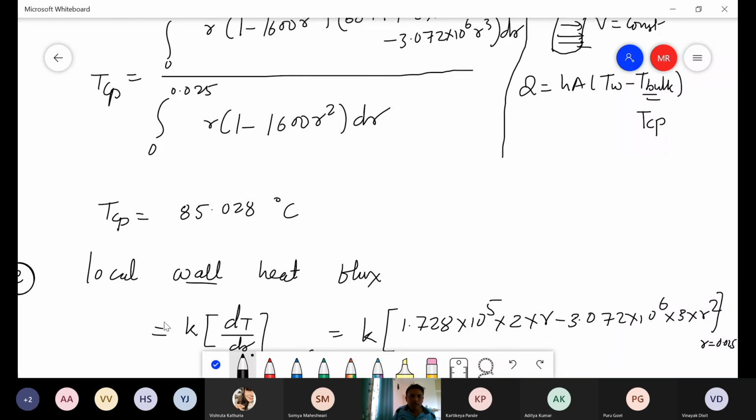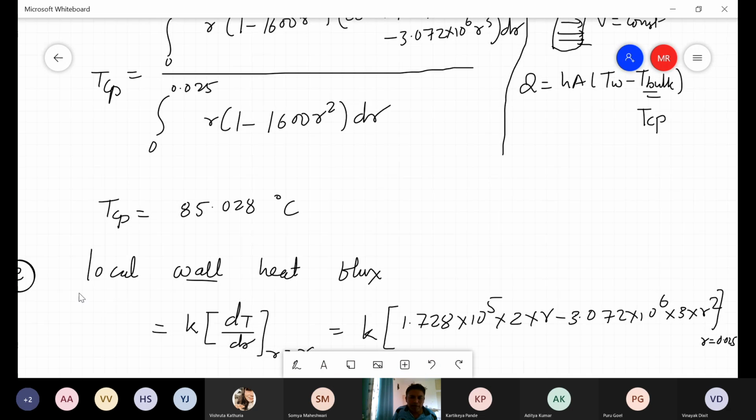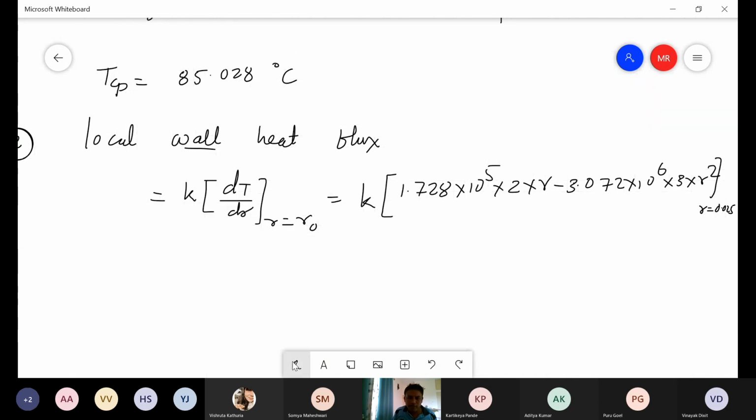So what is the value of local wall heat flux? Can anybody calculate it? Sir, wouldn't the flux be minus k dT by dr? Here the wall is at a higher temperature, isn't it? And the temperature at r equals 0 is lower. So as you move along the r direction, dT by dr is a positive quantity. So that negative sign is not required. As you move along the r, your temperature is increasing. Did you get it?